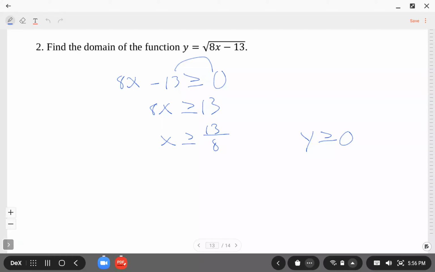Write what you need to write. Okay. Domain and range. Okay. And we're paying attention to the square roots here. Okay.